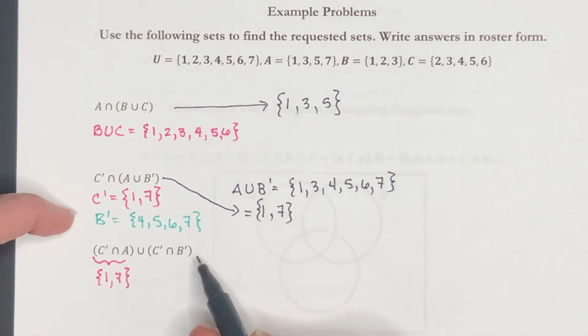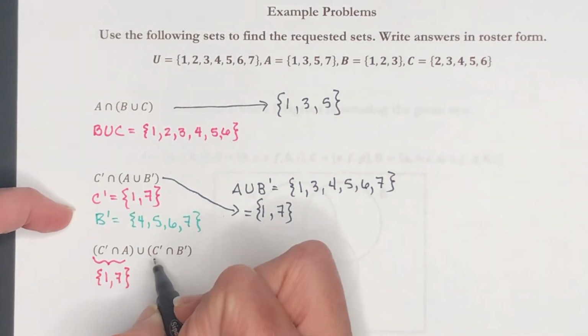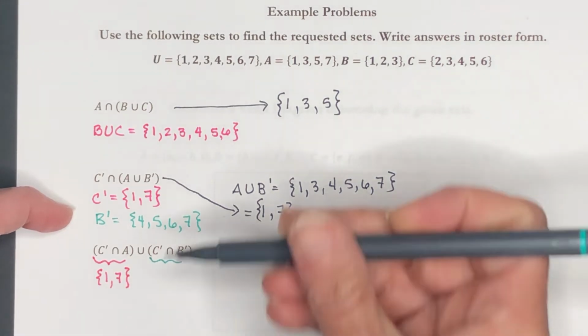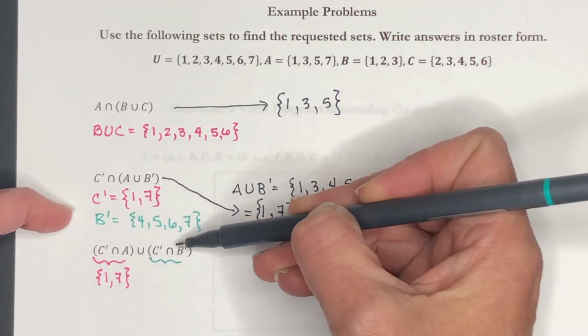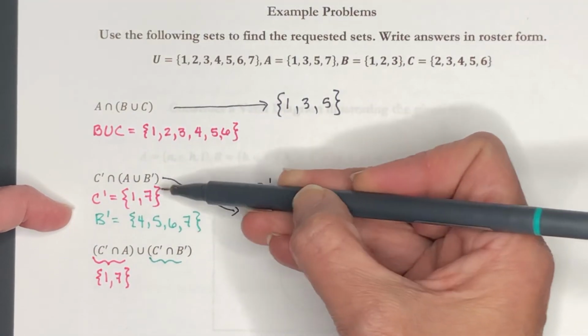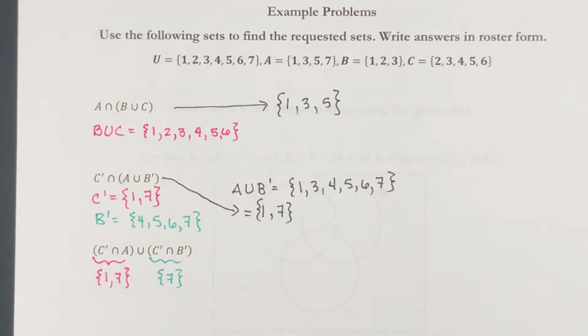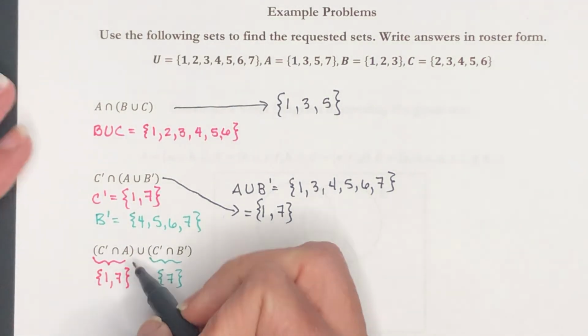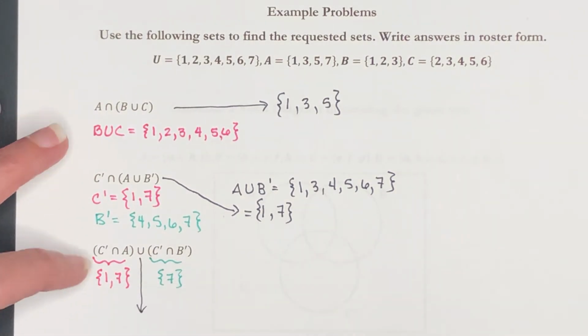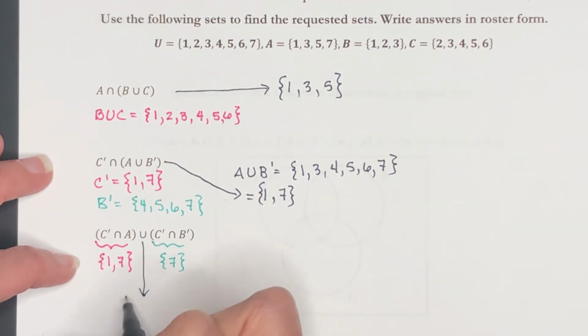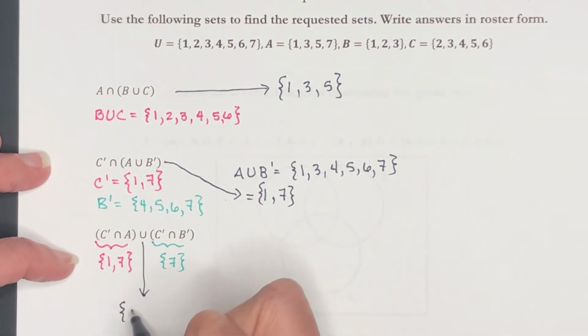Now C complement intersected with B complement. So here's where they are, and we're looking for the intersection. What do they have in common? Only the 7. Okay, and then when we union these two sets together, that means we pick up everything that appears in either one of them. This overall answer will be the set {1, 7}.